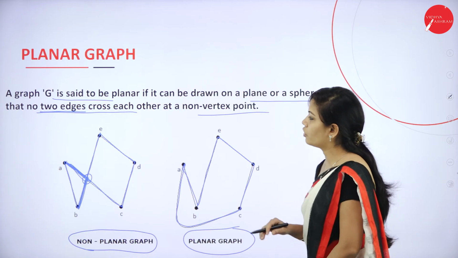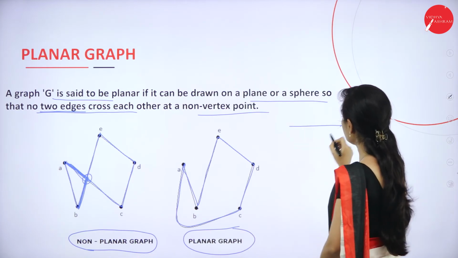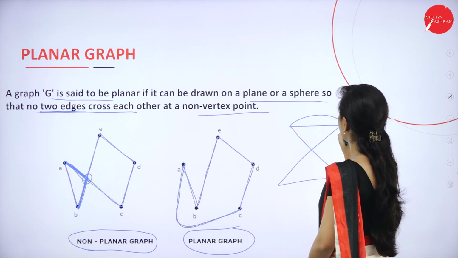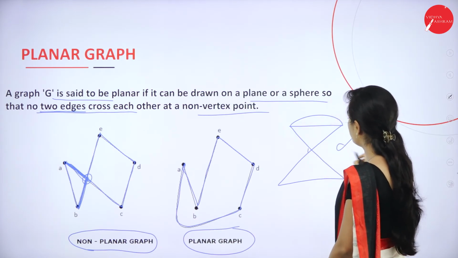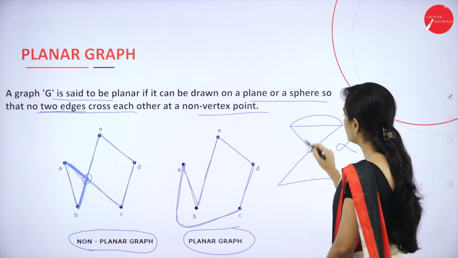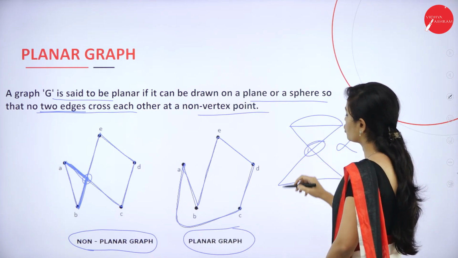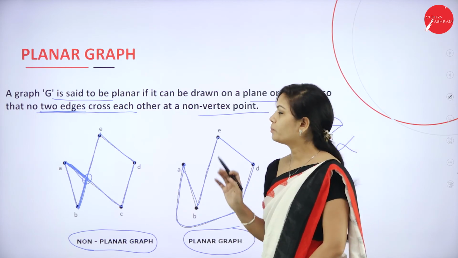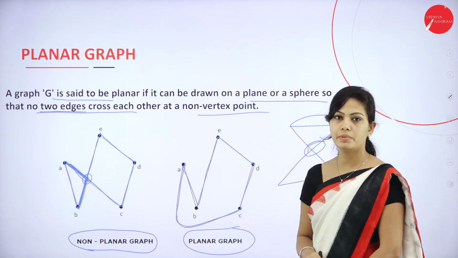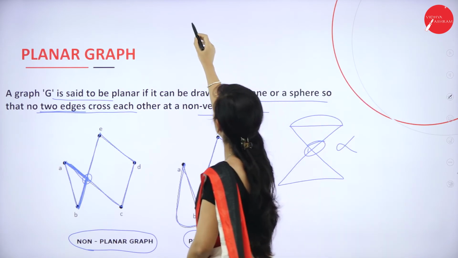Another example for planar graph. So here two edges are crossing each other. It is not a planar graph. Clear? So a graph where no two edges are crossing each other is called a planar graph. 2 marks question, so you can give this example. So another example.